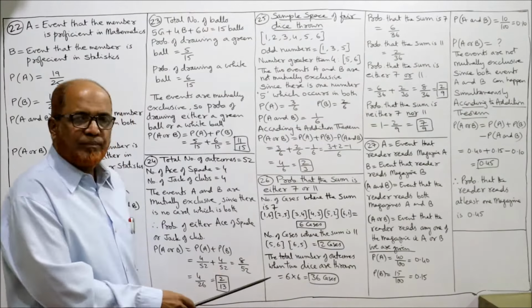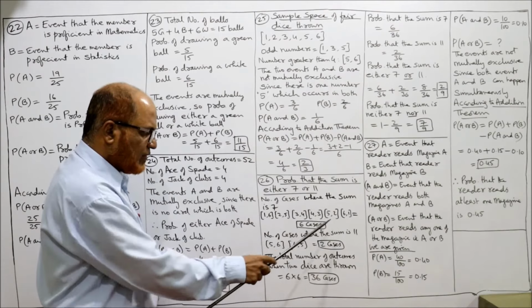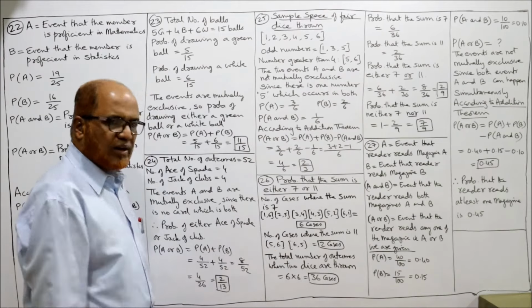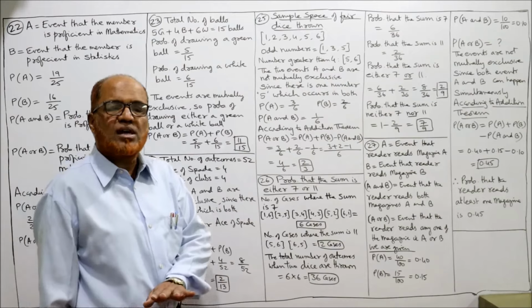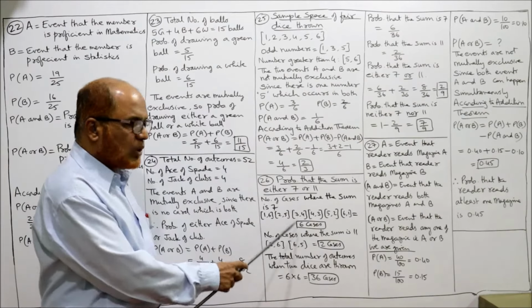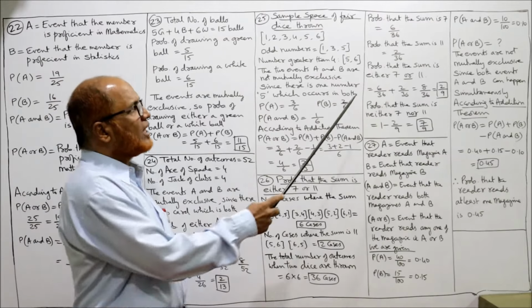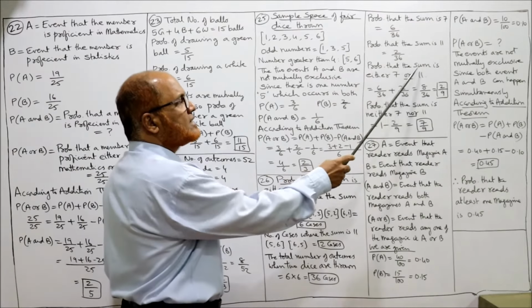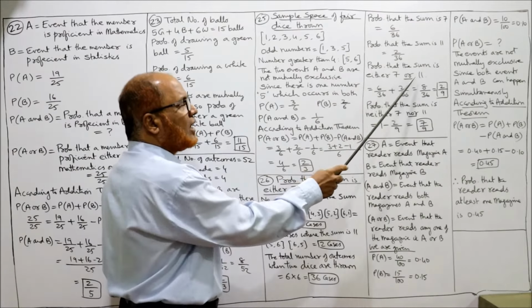See here, 5, 6. Is there 5, 6 in this case? No. 6, 5. Is there 6, 5? No. That means the events are completely mutually exclusive. These two events are mutually exclusive. So we can find the probability that the sum is either 7 or 11.